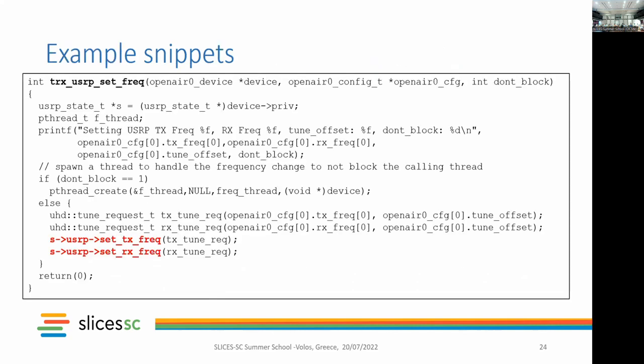Now, this is a very simple example in OpenAirInterface. We have an API that is set frequency. And if you look at what it does, it goes and grabs the information from the OAI data structures, changes them a little bit, and sends them to the SDR using an API that's defined inside of UHD, where you set the transmit frequency, set the receive frequency. So this is all very trivial stuff, but you have to worry about the control interface.